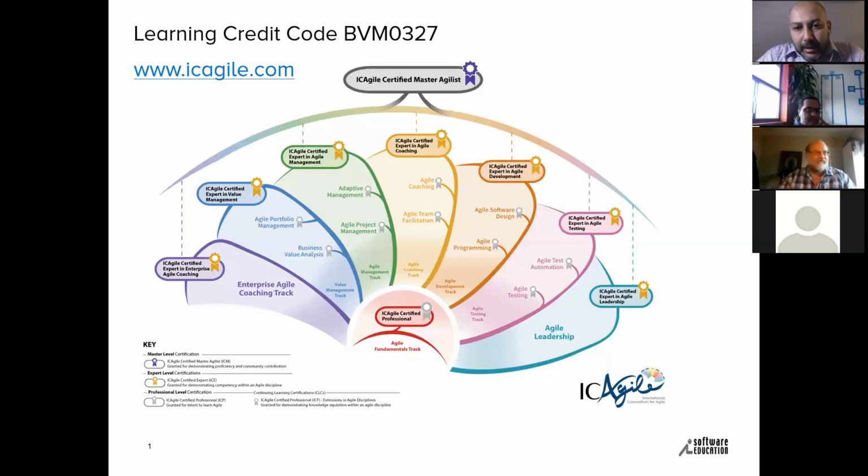IC Agile is a consortium that has a roadmap that advances Agile learning. There are multiple tracks, as you can see. First, there is an Agile fundamentals track, and there are different disciplines for each of those tracks based on your background or your interest, whether it's coaching, project management, business analysis, leadership, or enterprise coaching. And there are multiple levels. Once you finish one track, you can get the professional certification, and then you move on to the next level, which is the expert level. At that point, you have to go through a different process. And after that, you can reach the master level, which is the final level of this roadmap. You can go to icagile.com and view more information.